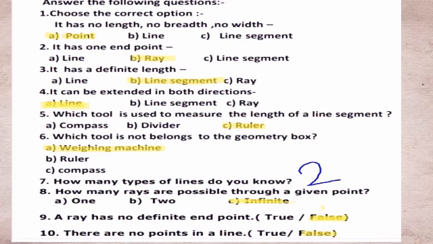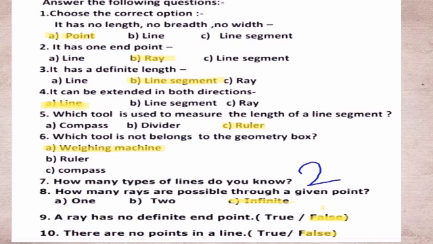Now let us discuss our 4th question. It can be extended in both directions. Option A, line, option B, line segment, and option C, ray. We cannot extend a line segment in both directions. We can extend a ray, but in one direction only, and one end is fixed. So our answer will be line. It can be extended in both directions. The answer is option A, line.